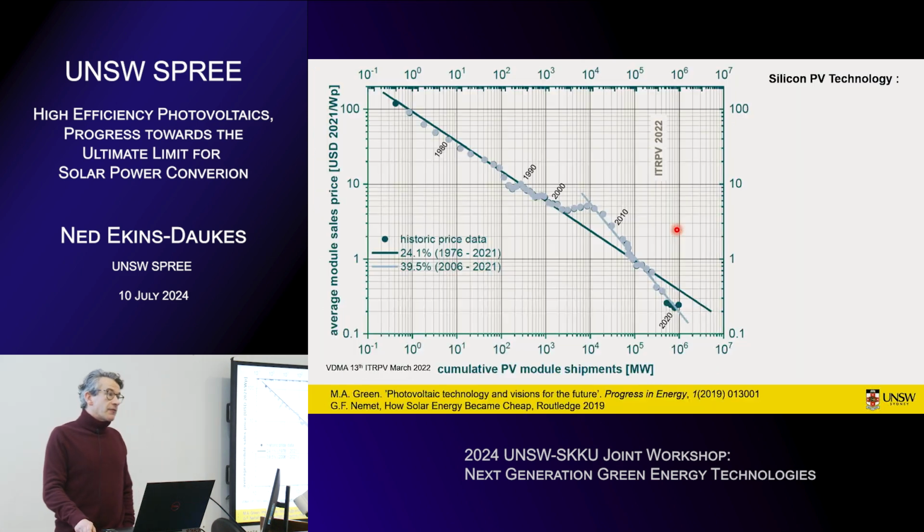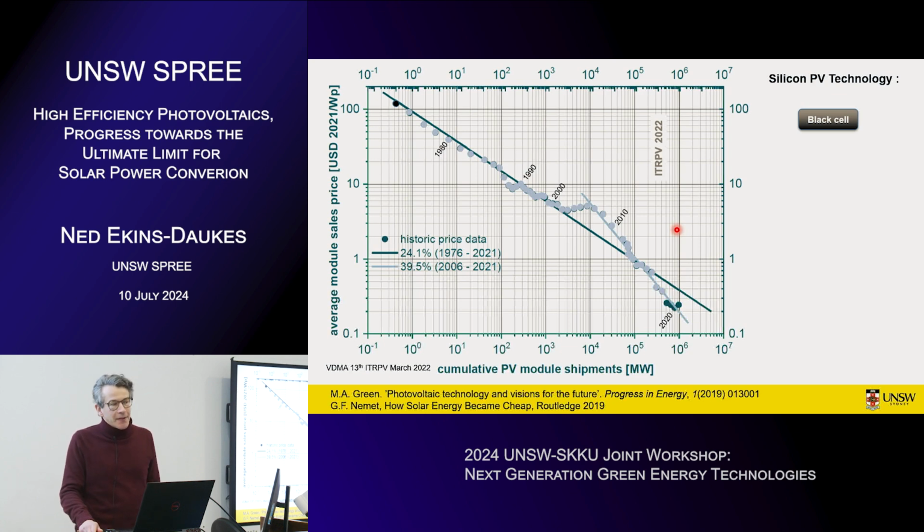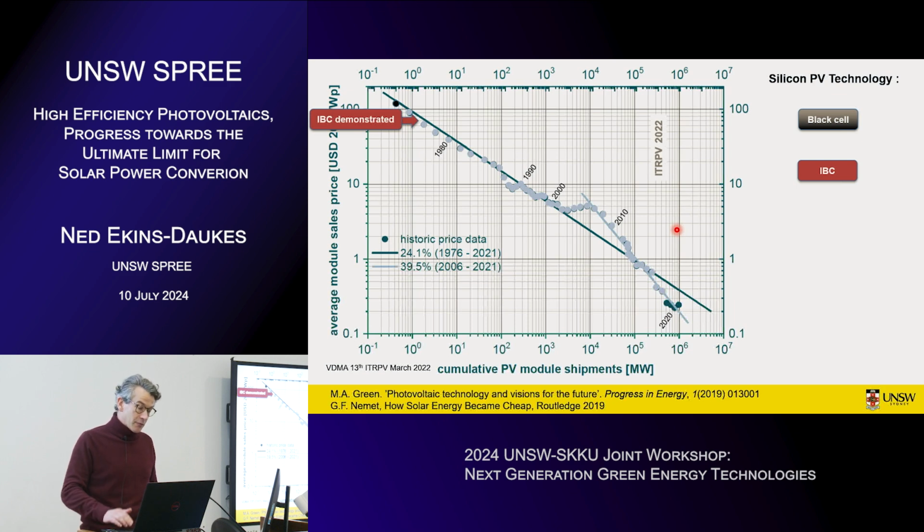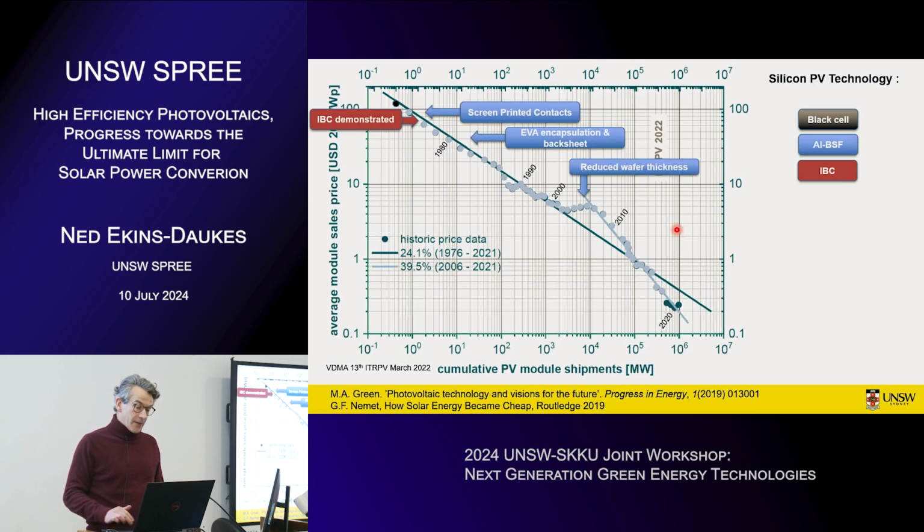Okay, let's just step back for a minute, though, and think about where we've come from with silicon PV. A long time ago, there was something called a black cell. The black cell is even older than Martin Green, or at least Martin Green's professional life. The black cell is what existed before Martin Green started working on PV. And then when Martin was setting up his group here and doing things with metal insulator semiconductor contacts, IBC was invented. And then there was a period of innovation when what we now call aluminium BSF technology was developed. A lot of that was in the 1970s, EVA encapsulants in the 80s, and then thinner wafers maybe in the 2000s.